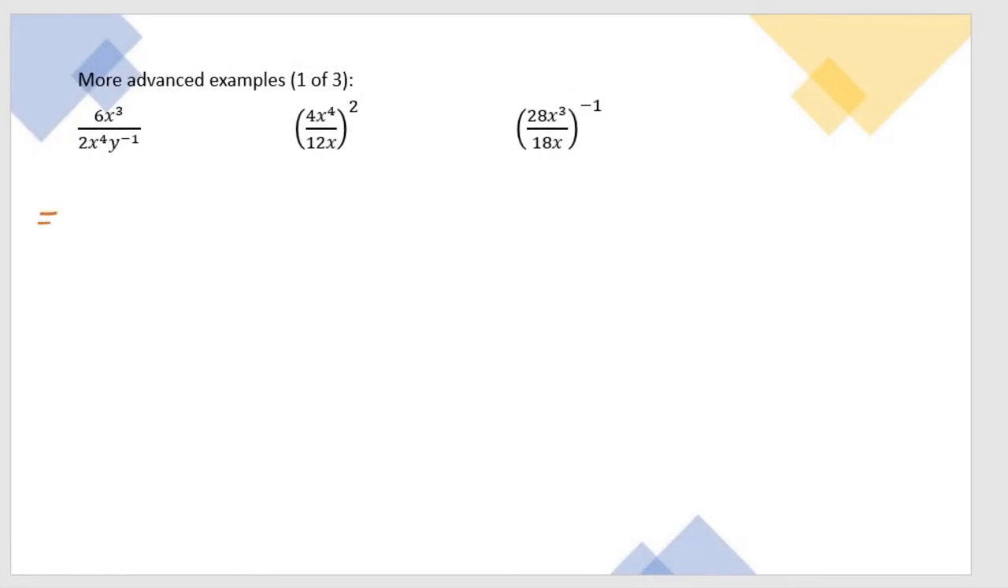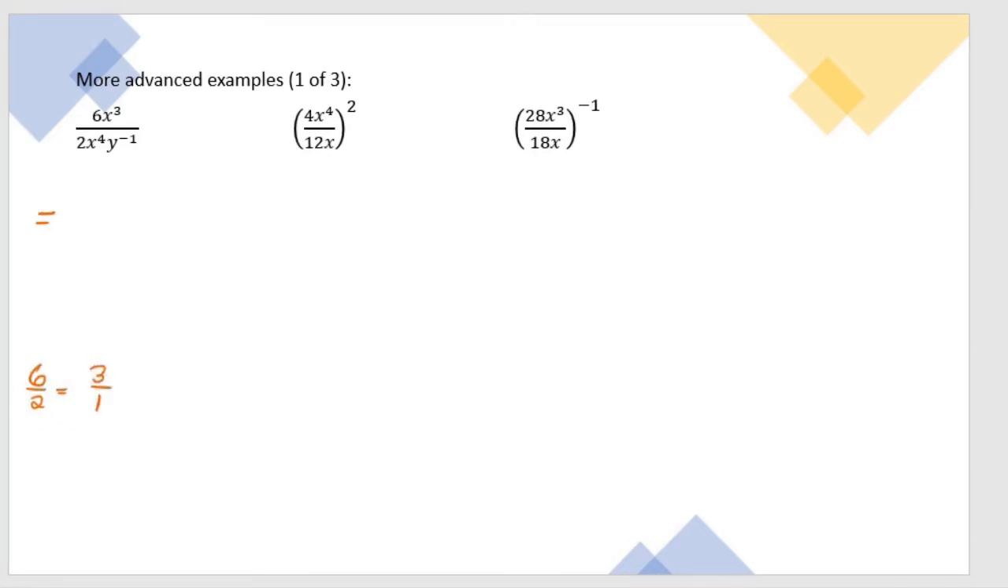On the left-hand side, again, I'm going to look at the numbers 6 and 2 separately from the x variables, x to the power of 3 divided by x to the power of 4, and then separately look at y. So I can think of this in three very separate parts. Simplification of 6 over 2 gives me 3 over 1. X to the power of 3 divided by x to the power of 4. If I cancel 3 x's from the top and 3 x's from the bottom, leaves me with 1 over x to the power of 1.